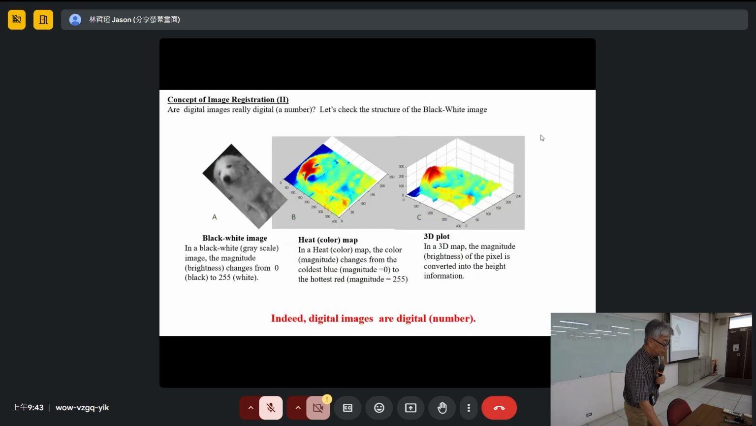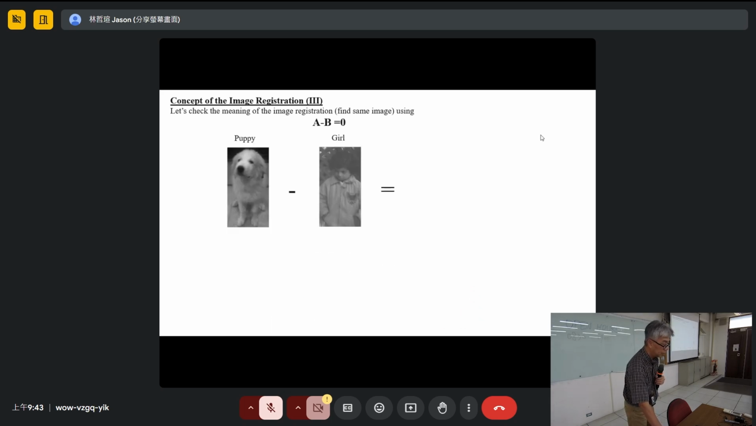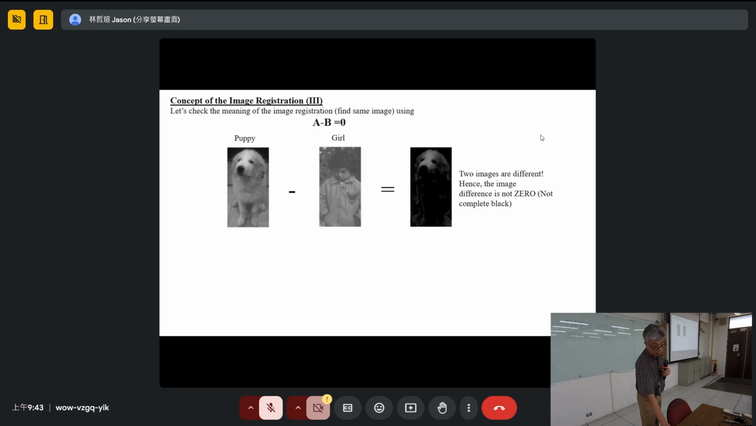Right. Okay, so here we go. Example. This is my Inu. This is quite a famous image that everybody uses in the image processing world. The size is exactly the same, but everybody can tell they are not the same pattern, right? Then if you do A minus B, you get a quite messy image.